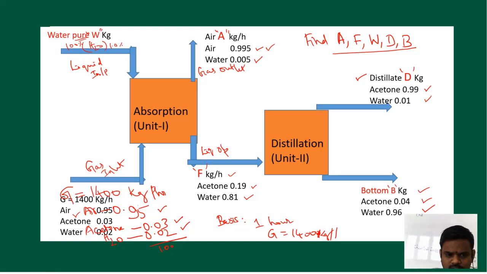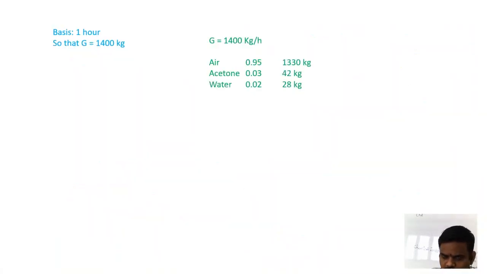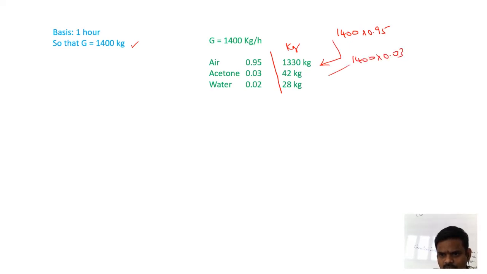The composition of gas is given, so we will take a basis of 1 hour, so that G is 1400 kg. We take G value as 1400 kg per hour, so that when we take a basis of 1 hour we get G equal to 1400, given data. So this is the mass fraction, so this is the kg. 1400 into 0.95 is this value. 1400 into 0.03 is this value. 1400 into 0.02 is this value.